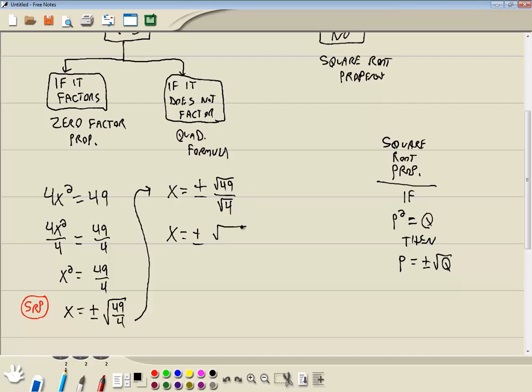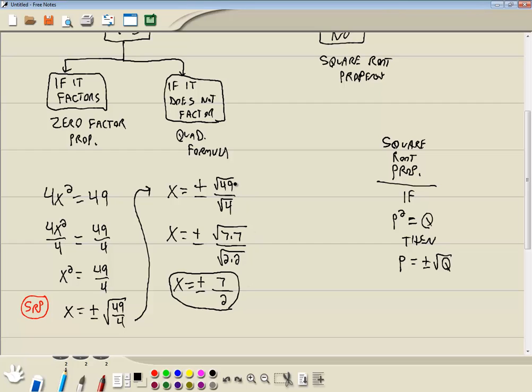Actually, let me show the steps. 49 is 7 times 7, and 4 is 2 times 2. And we're looking for pairs of something. Here's a pair of 7s, so those are going to come out as a single 7. And here's a pair of 2s, those are going to come out as a single 2. And that would be our answer.